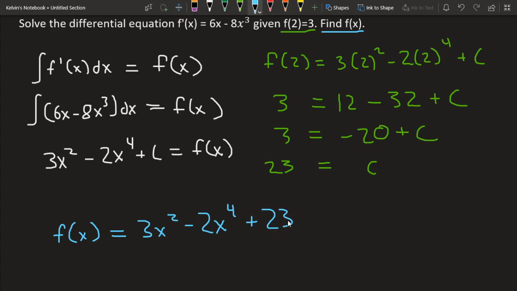Now, take a moment or two to copy these steps down in your notes if you did not understand it, and unpause the video when you're ready to continue.